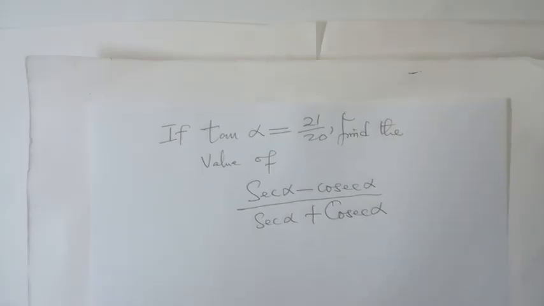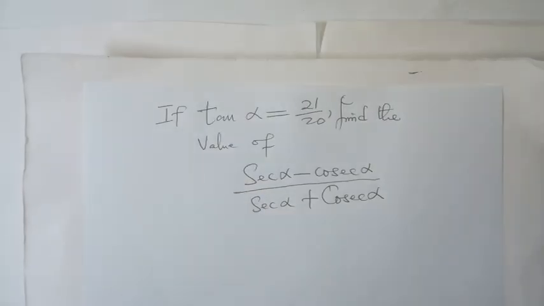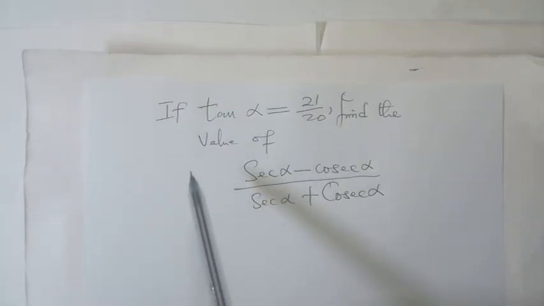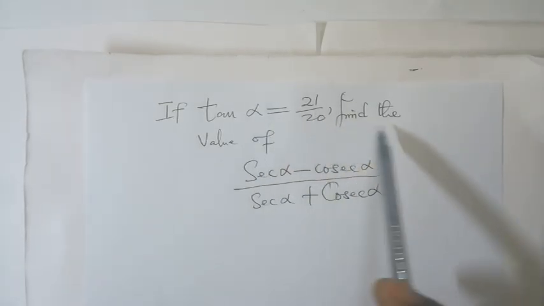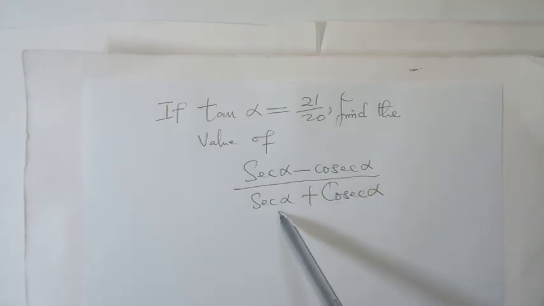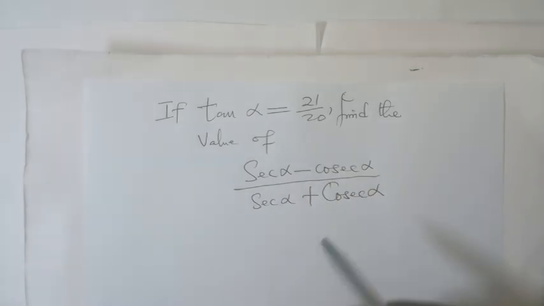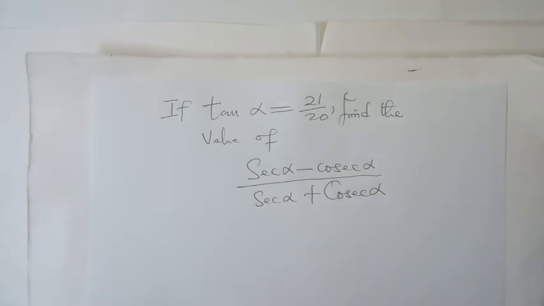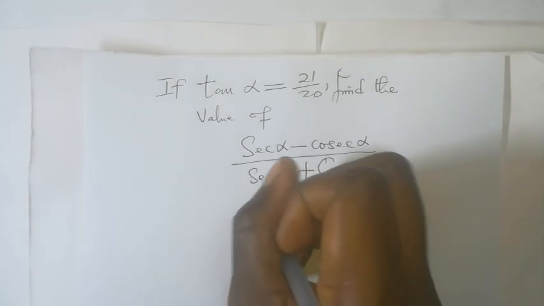Solving an interesting question that has to do with trigonometry in nature. If tan alpha is 21 over 20, find the value of sec alpha minus cosec alpha all over sec alpha plus cosec alpha. You see, we are not somehow used to sec, we are used to sine, cosine and tan, but let's give it a trial and see. Solution.